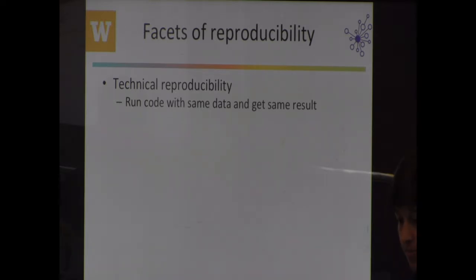So one of the primary facets of reproducibility, and I think the basic one that we should all keep in mind, is technical reproducibility. So with the same data and the same code, when I run the tool again, I should get the same result, right? So we don't want our code to be stochastic. We want it to be reproducible.